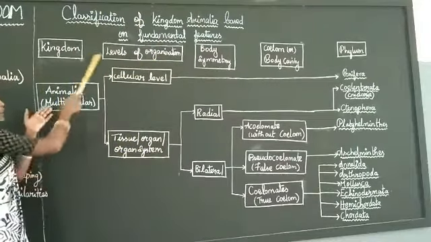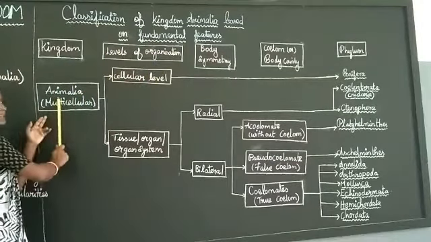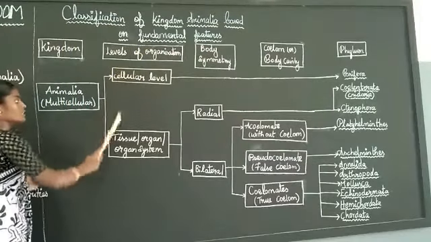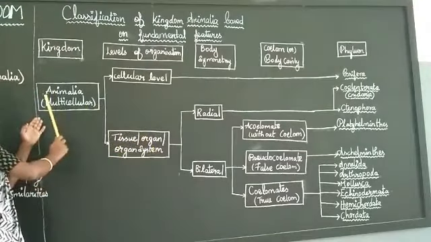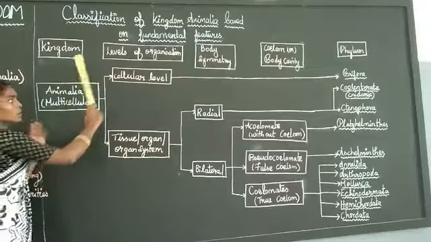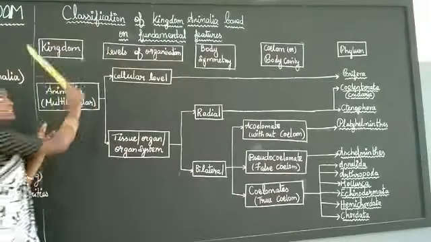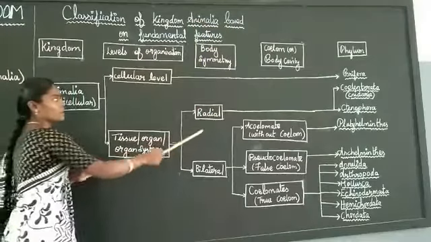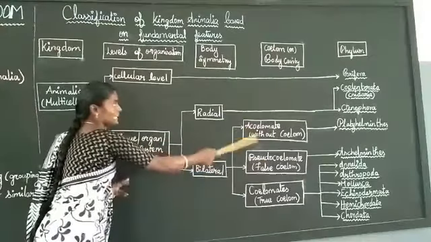Okay. First we are going to see levels of organization. That is, kingdom Animalia based on levels of organization is split up into cellular level, tissue, organ or organ system level. Then next, based on body symmetry, the kingdom Animalia is divided into radial and bilateral. Then based on the coelom or body cavity, again the kingdom Animalia is divided into acoelomate, pseudocoelomate and coelomate.